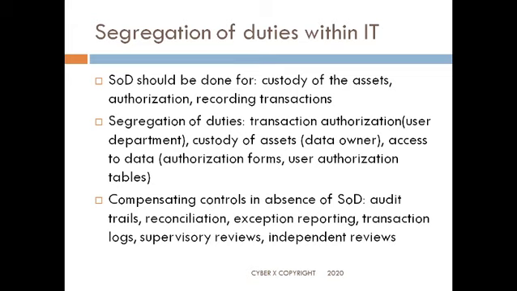Say, in access management, it should not be the case that he is the person who is authorizing it, he is the person who is recording the transactions, and he is also the person who is keeping those assets. Segregation of duties from a transaction authorization perspective: that is the user department, as I spoke about. The transaction has to be given by the user department. Custody of assets is the data owner. And access to data, authorization forms.